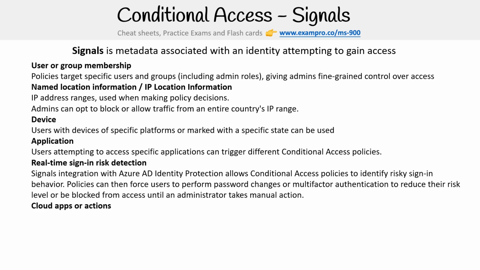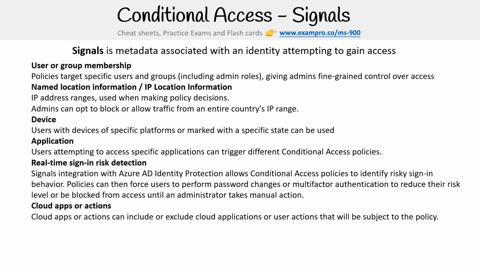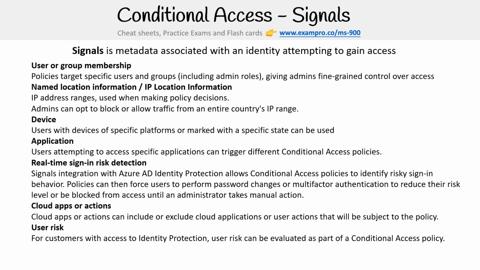Then you have your cloud apps or cloud actions. So cloud apps or actions can include or exclude cloud applications or user actions that will be subject to policy. Then there's user risk. So for customers with access to Identity Protection, user risk can be evaluated as part of the conditional access policy. User risk represents the probability that a given identity or account is compromised.